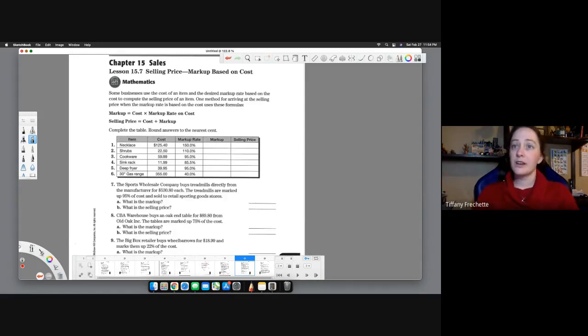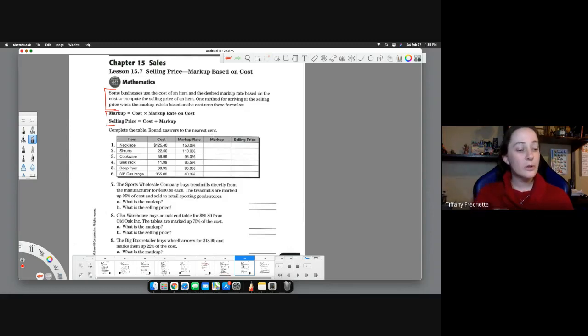All right, so that being said, let's go ahead and read the summary here. Some businesses use the cost of an item and the desired markup rate based on the cost to compute the selling price of an item. One method for arriving at the selling price when the markup rate is based on the cost uses these formulas. We have markup equals cost times markup rate on cost. Selling price equals cost plus markup. So we just have these two basic calculations here. Nothing too crazy going on. We're going to complete the table and round the answers to the nearest cent.